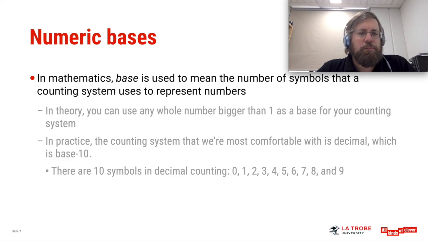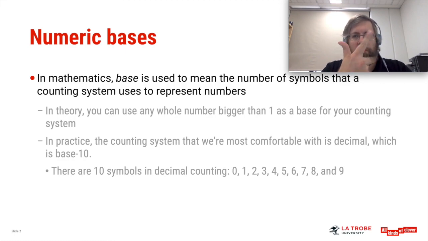So in mathematics, base is used to mean the number of symbols that a counting system uses to represent numbers. And in theory, you can use any number bigger than 1 as a base for your counting system. A base 1 counting system is not very useful because you can only count to 0. Not that great. In practice, the counting system that we're most comfortable with by far, really the only one that you see out in the real world, is decimal, which is also referred to as base 10.